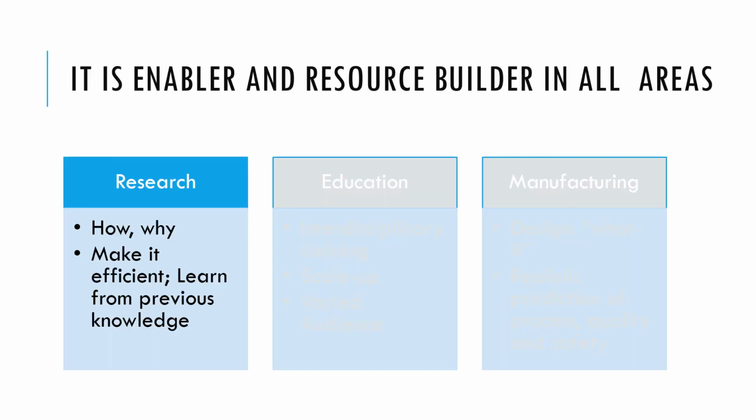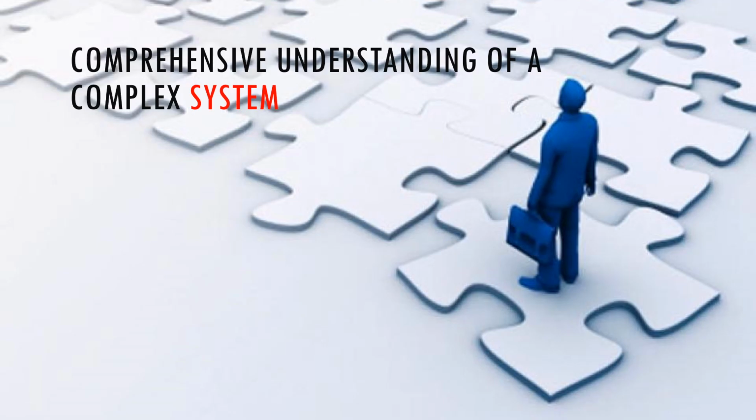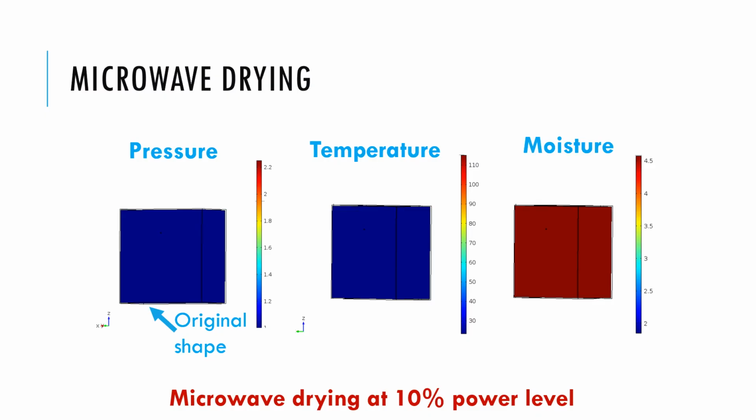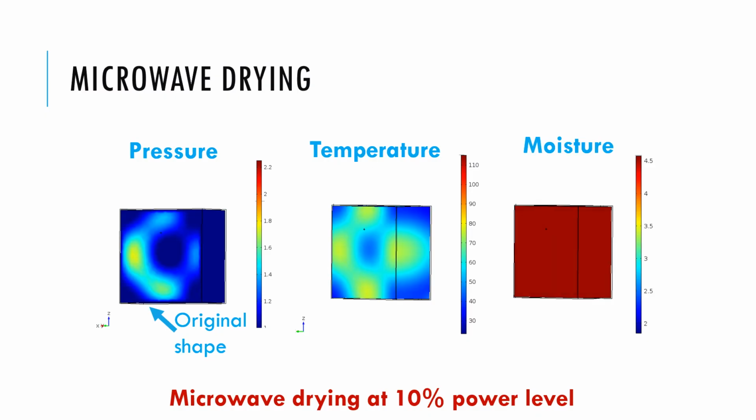Why model rationale number three, which is going to be a long one? Modeling can uniquely enable certain aspects of research, education, and manufacturing. In research, for example, it can show how and why and learn from previous knowledge. Let's look at these in more detail. Modeling is especially useful for more complex systems to keep track of all the different physics and processes that would be going on.